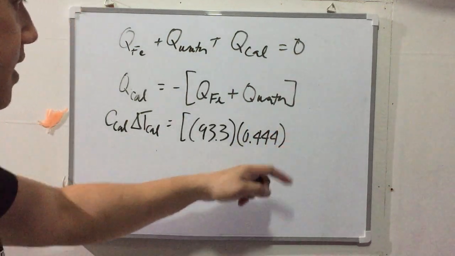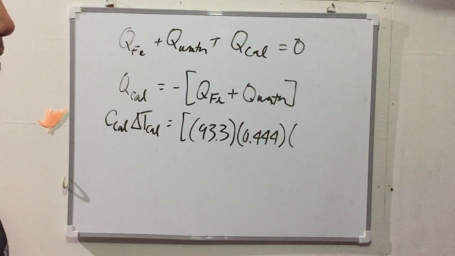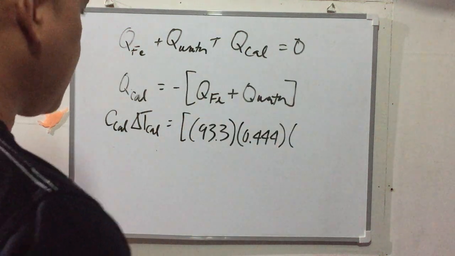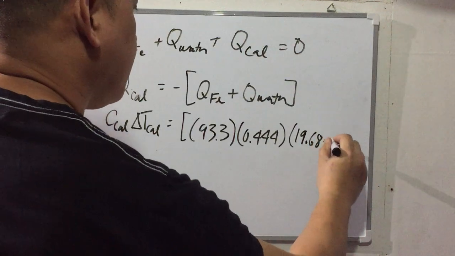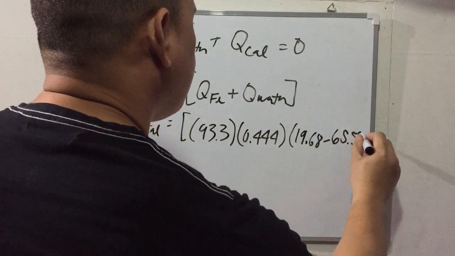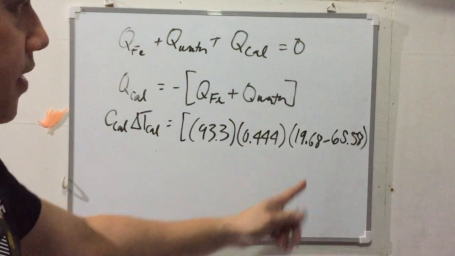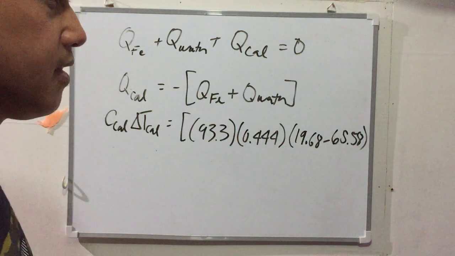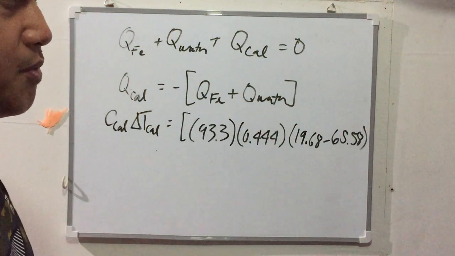Now, delta T in this case for iron would be, again, final minus initial. So the final temperature, if you remember, is 19.68, and the iron started out at 65.58. So that's delta T for iron. And you know right away that it's going to be negative because it's hotter, so it would lose heat, and therefore its temperature would decrease.